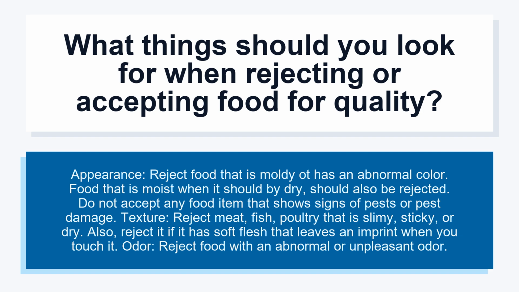Texture. Reject meat, fish, poultry that is slimy, sticky, or dry. Also, reject it if it has soft flesh that leaves an imprint when you touch it. Odor. Reject food with an abnormal or unpleasant odor.